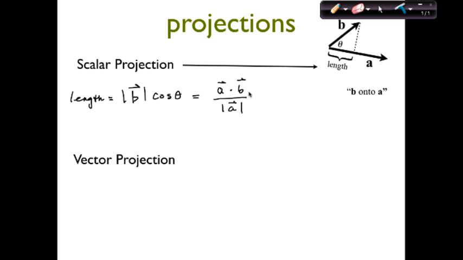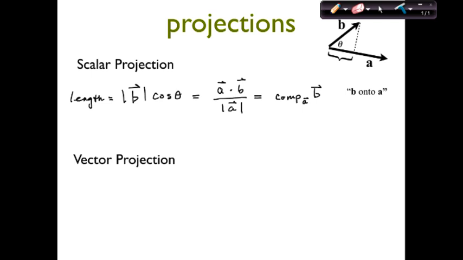So here's a way of finding that length without knowing the angle. This is the notation for that. This is the scalar projection of B onto A, that length. What length of B is in the direction of A? And so it's A dot B divided by the magnitude of A. Okay, what about the vector projection?